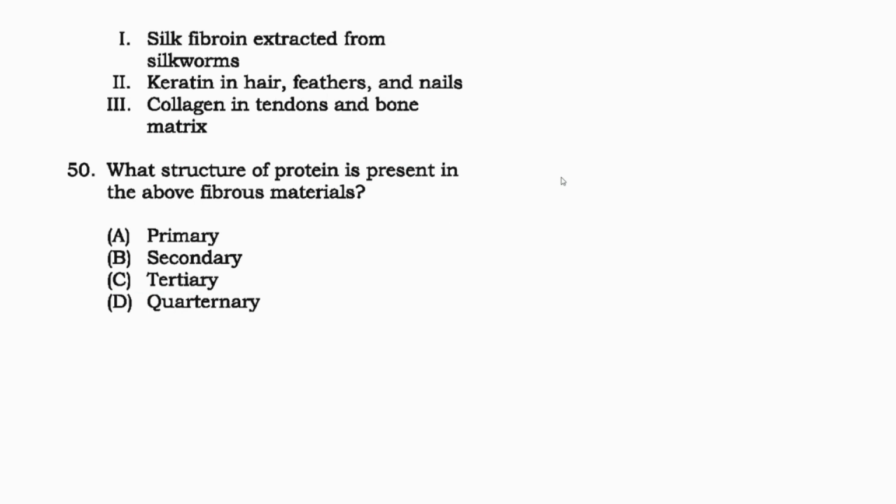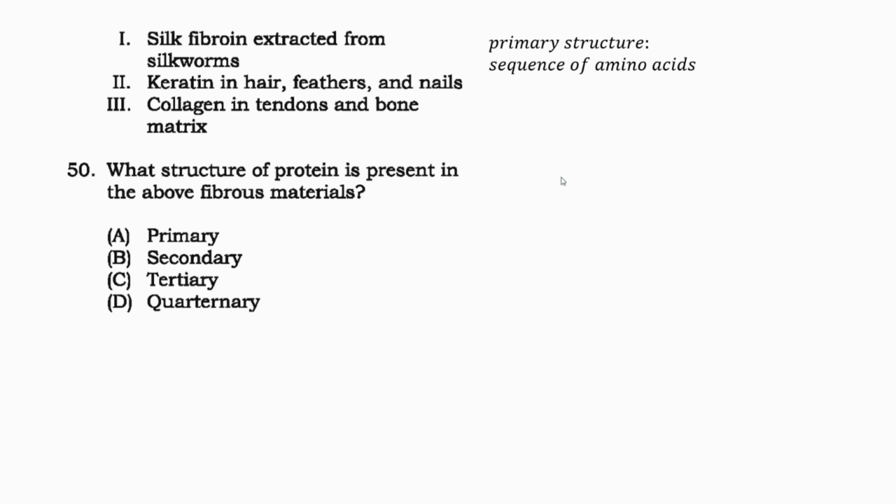Problem number 50. What structure of protein is present in the above fibrous materials? Yung above fibrous materials na minention dito ay silk fibroin extracted from silkworms, keratin in hairs, feathers, and nails, and yung 3, collagen in tendons and bone matrix. To solve this problem, dapat alam natin yung definitions ng structures ng protein natin. Yung sa primary, it only deals with amino acid sequences.